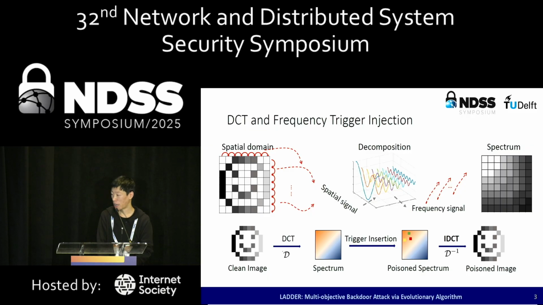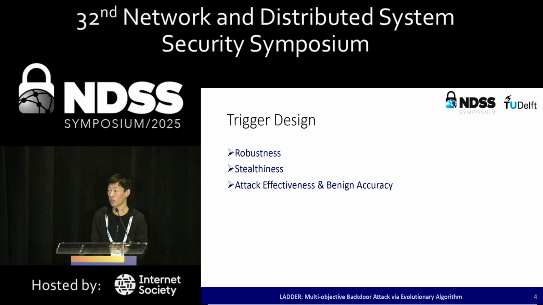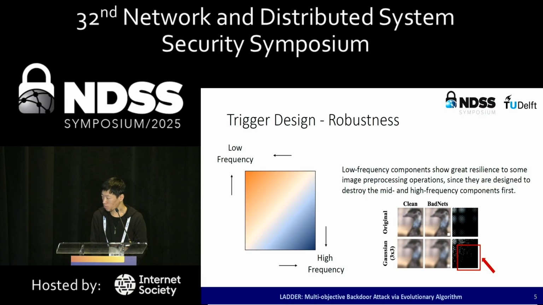This paper considers multiple backdoor attack objectives, including robustness, stealthiness, attack effectiveness, and benign accuracy. The first objective is robustness. In the DCT spectrum, most of the low-frequency information is concentrated in the top left corner, and we observe that this low-frequency information is very resilient against image preprocessing.